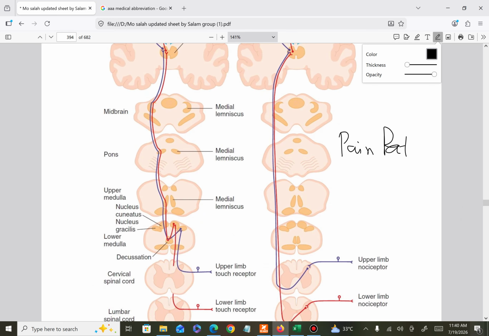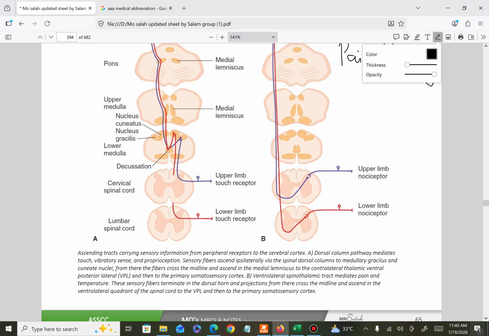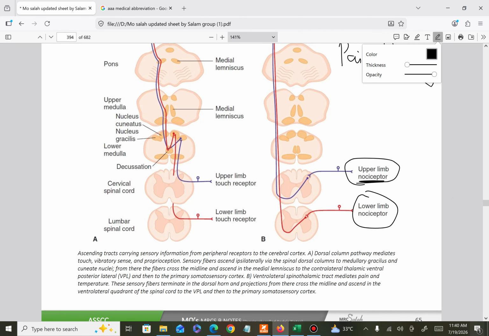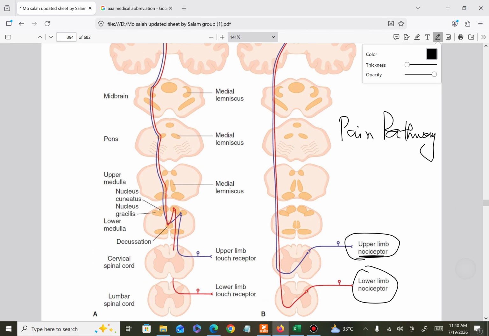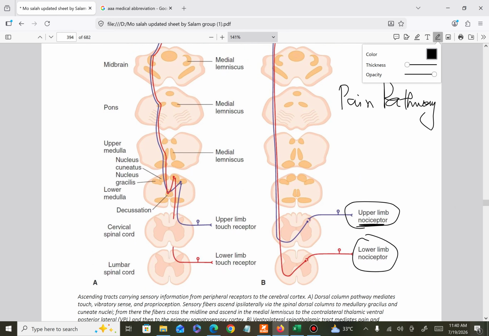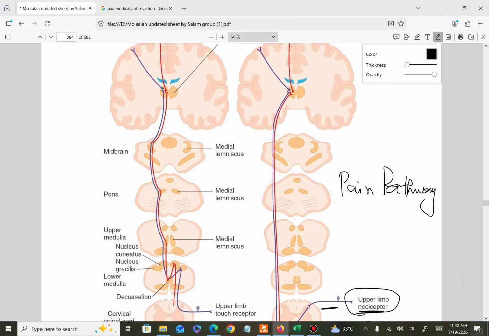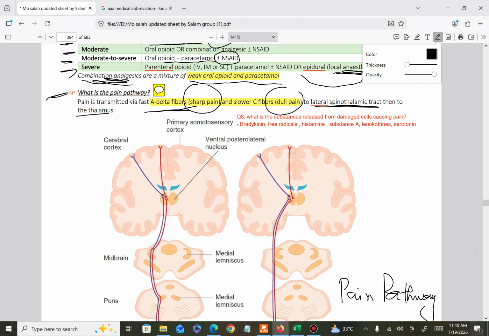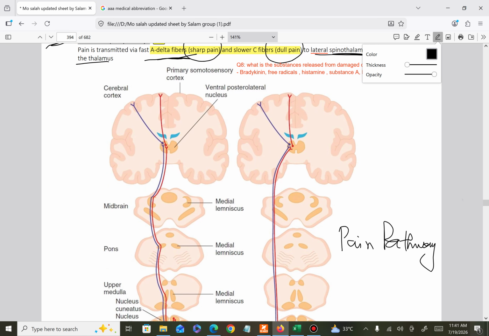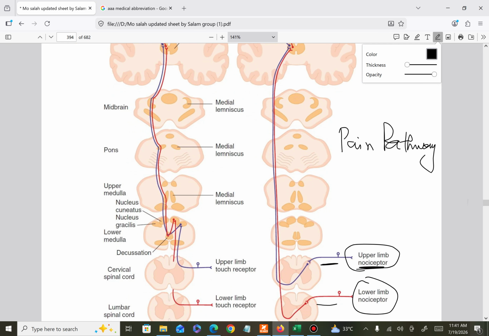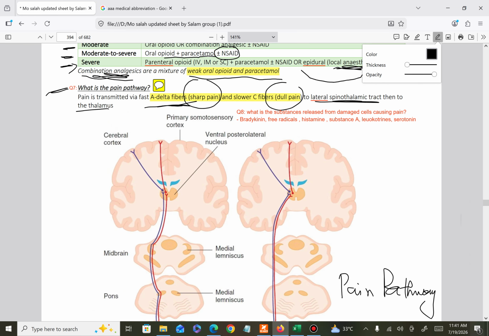So what will be the pain pathway? The receptors for pain, like in the upper limb and lower limb, will transmit the pain through sensory fibers. So these are the sensory fibers. It may be A delta fibers or slow C fibers. A delta fibers for sharp pain and C fibers for dull pain.